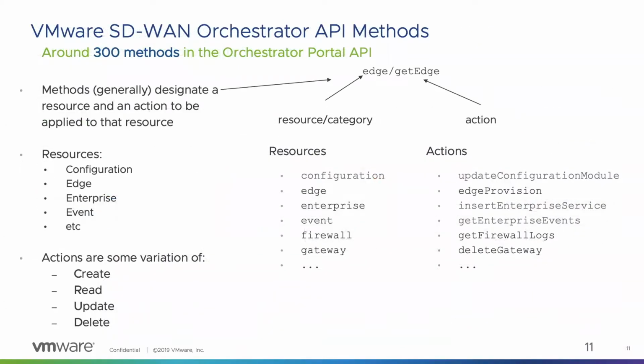Let's take a look a bit more deep into the VMware API methods. So what is a method? It's basically a resource and an action that is going to be applied to this resource. So the format is usually, as you can see, a resource with a category / action. So the resources in our context could be in a configuration, could be in edges or an enterprise events, etc. And the action would be creating one of those, reading, updating, or even deleting it.